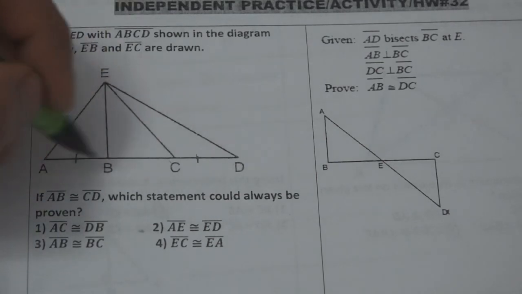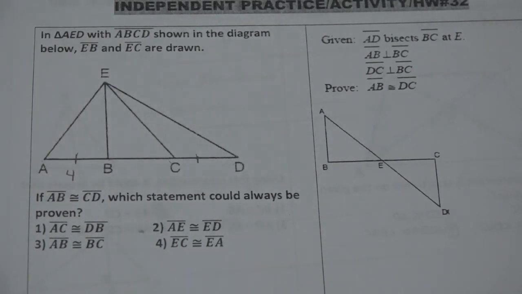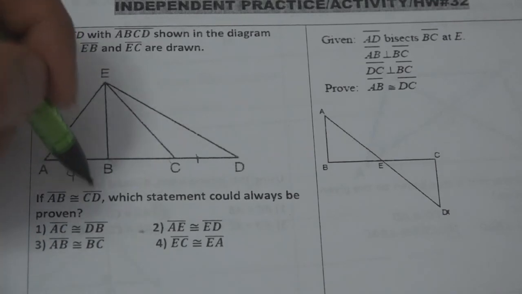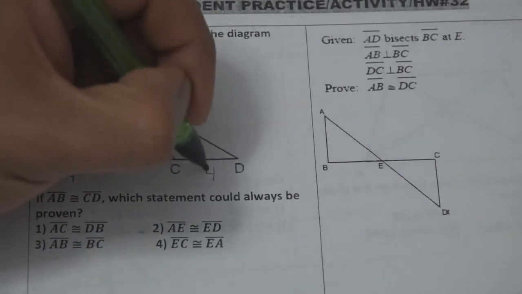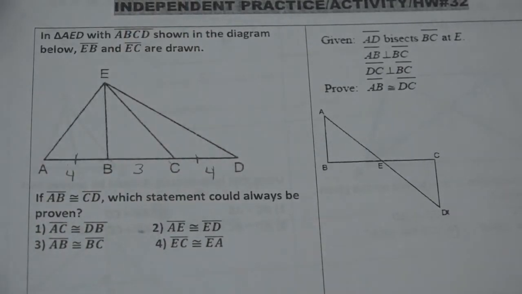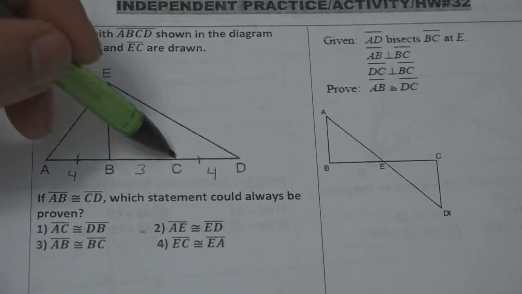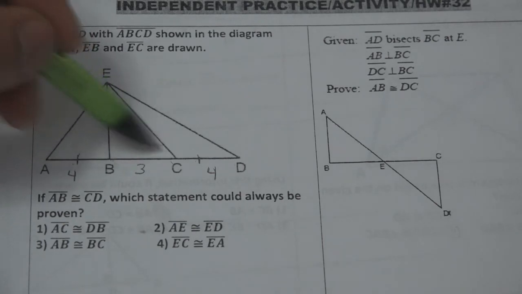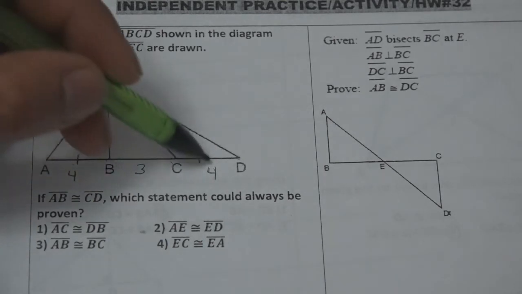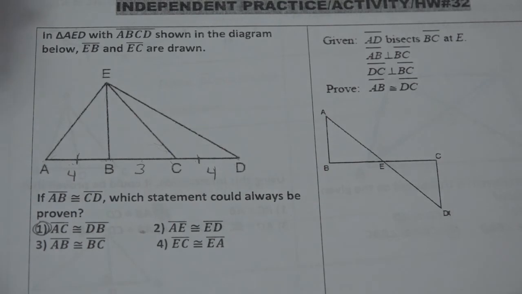So I'm gonna give values. AB is 4. This is just like one of the previous problems, I think, but backwards. So AB is 4, and it says that it's congruent to CD, so this one must also be 4. And I'm gonna give a value to BC, 3. So now let us look at the choices. AC is 7. 4 plus 3 is 7. DB is also 7. So this can be proven to be true.